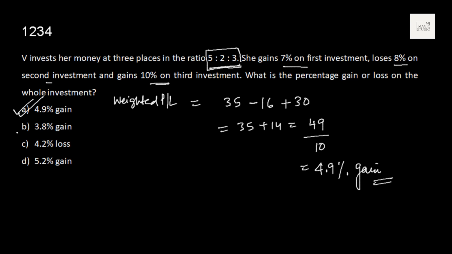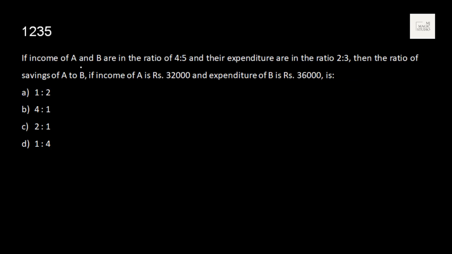4.9% gain, option A. If the incomes of A and B are in the ratio 4:5, so incomes are 4x and 5x where x is the common ratio, and the expenditures are in the ratio 2:3, so expenditures are 2y and 3y, then we need to find the ratio of savings of A to B.